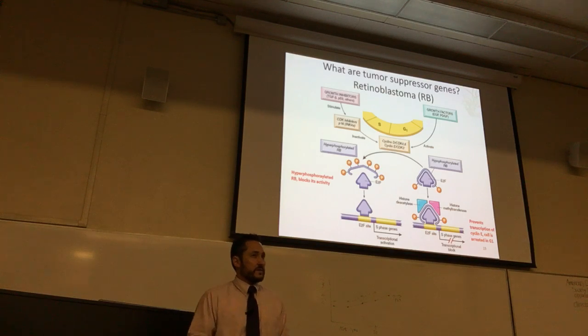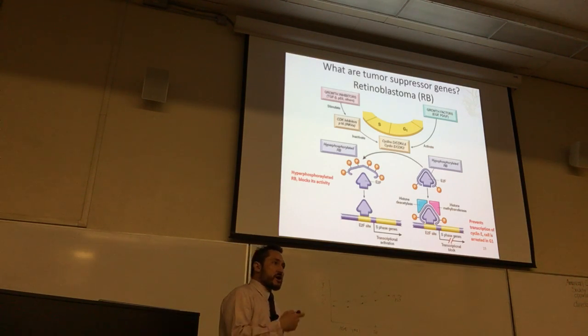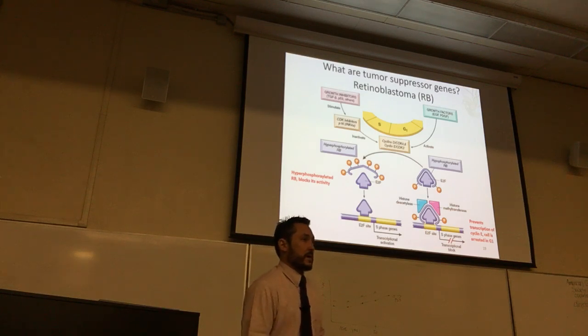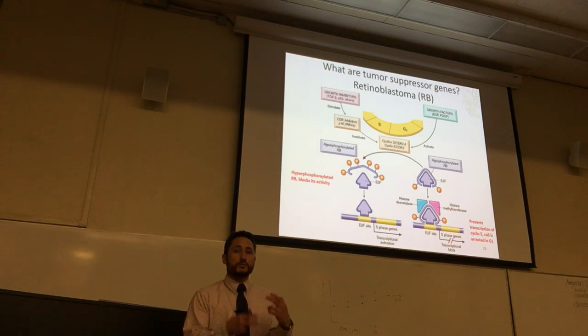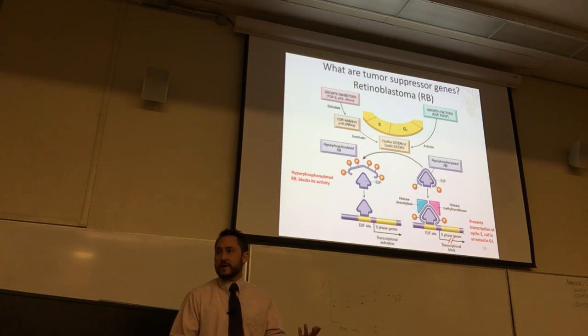Make sense? So it's our second example. But you can see that this process of pausing and checking is like proofreading. It's like proofreading your term paper. And we have two tumor suppressor genes that proofread the DNA, but use two completely different mechanisms.